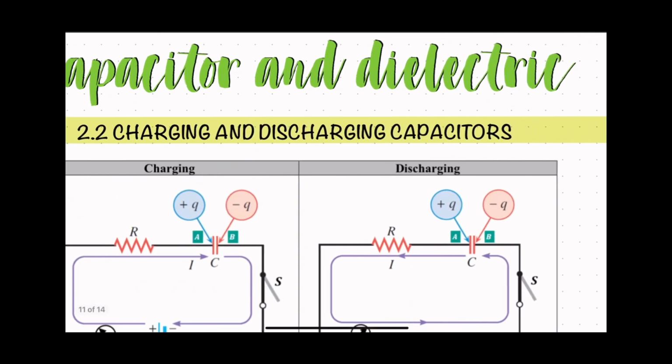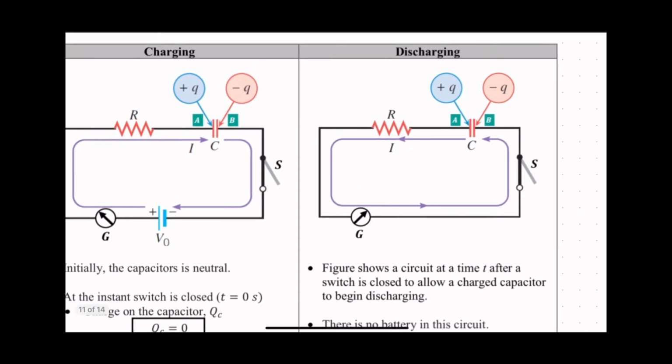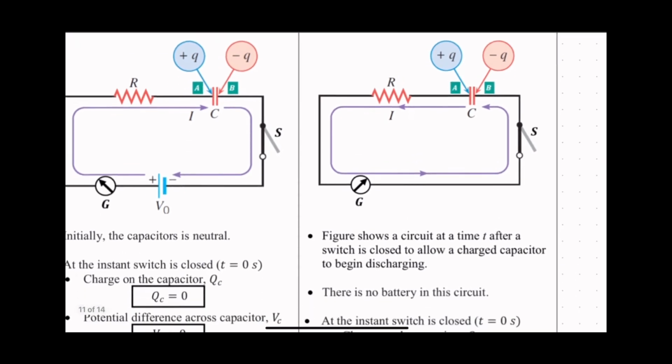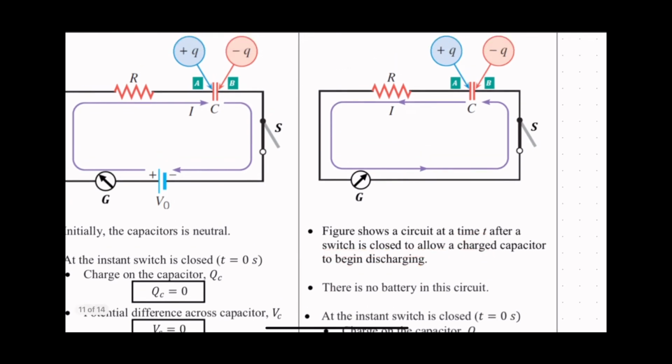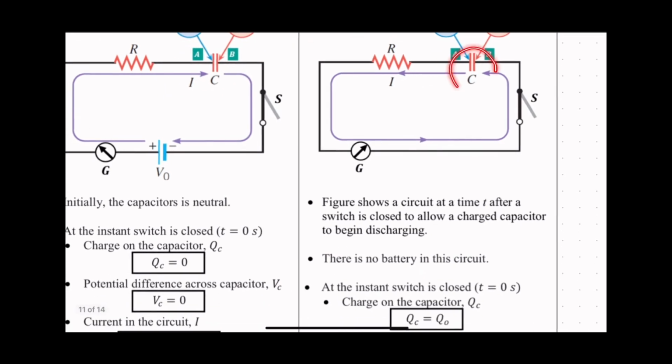Okay, so next, what will happen when the discharging process takes place? Okay, the discharging process. If you notice this diagram, the figure shows a circuit at time t after the switch is closed to allow the charged capacitor to begin discharging. This is called continuous. It means earlier the charging process took place, so now it wants to do the discharging process. So the charge here has not disappeared. It means at this time the charge is already full, fully charged.